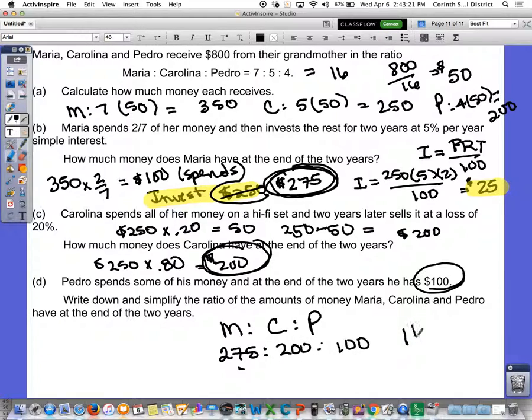That would be a ratio of 11. So 275 divided by 25 is 11. 200 divided by 25, sorry, that would be 8. I'm looking ahead of myself. And 100 divided by 25 is 4. So 11 to 8 to 4 is the new ratio. So I hope that helps you with the majority of your homework.